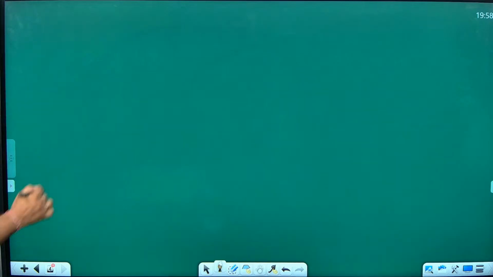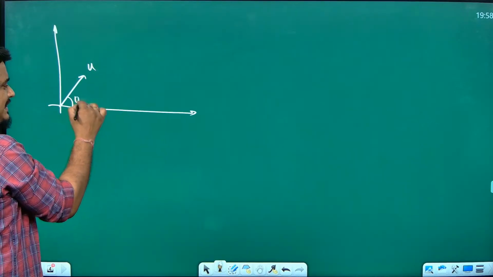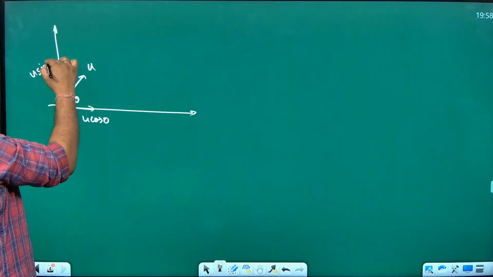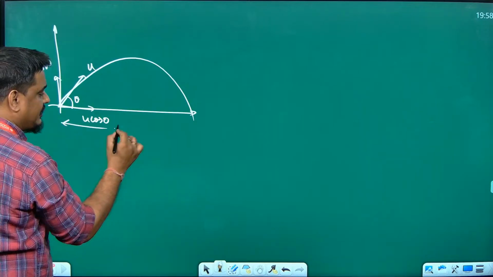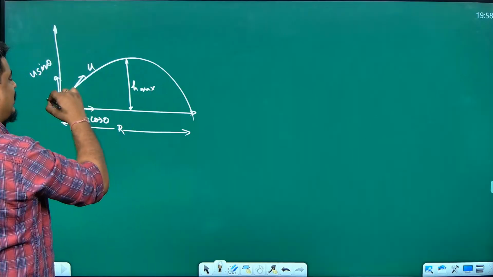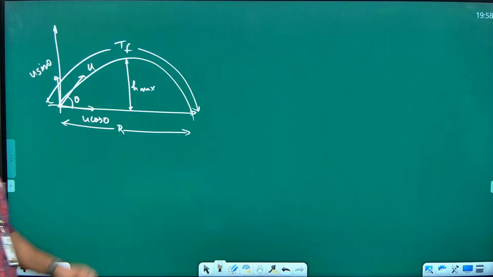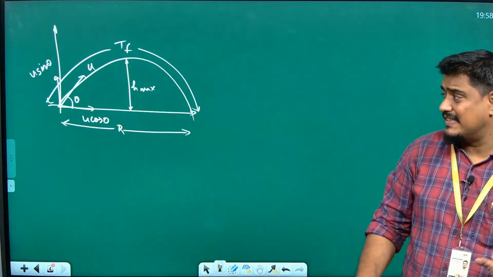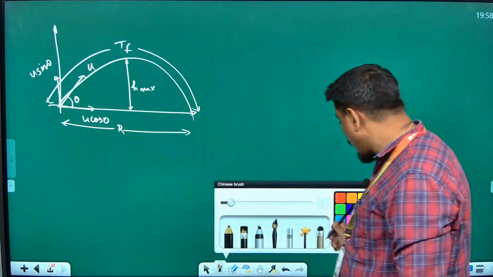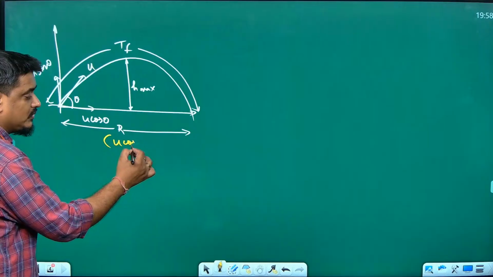Please pay attention. Once again, if I draw the projectile, you know very well by now, u at angle theta, u cos theta, and u sin theta. It goes like this. This is range, this is h max, and this is time of flight. If you see, you will realize that horizontal range is the consequence of horizontal velocity. So, range is caused by whom? U cos theta.